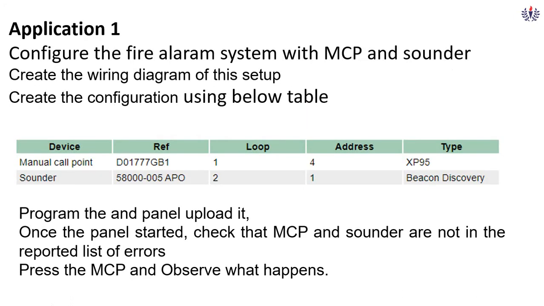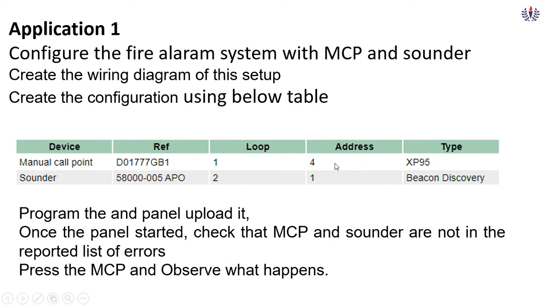So now we can see the application 1. The application 1 is to configure a fire alarm system with MCP and sounder. So we are going to add two devices in this. We are going to draw a diagram for this, and we are going to do the configuration by using the below table. We are going to configure the manual call point MCP and the sounder. The manual call point is going to be added in the loop 1 and the sounder is going to be added in the loop 2.